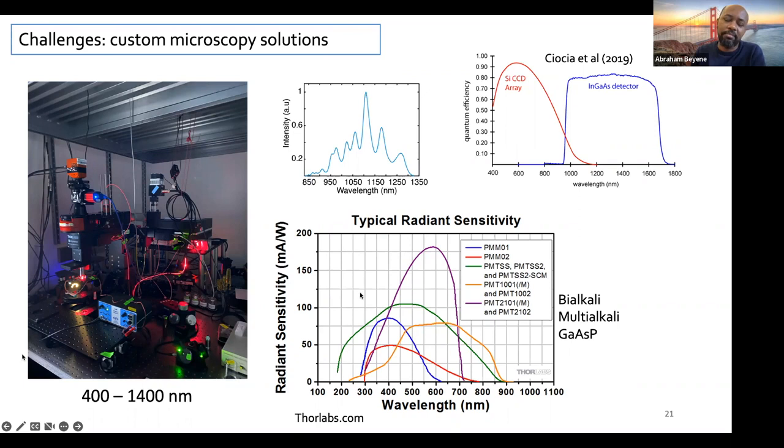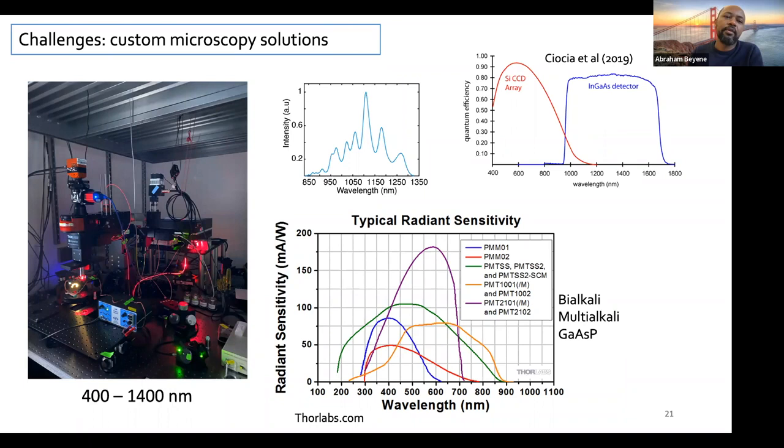Here is an image that I just copy-pasted from Thorlabs, where you have a bunch of PMTs, and you don't have to worry about what these designations mean, but all I want you to take away from this is that in this region of the spectrum that we're interested in, all of these state-of-the-art PMTs that rely on these different photocathode materials, bialkali, multialkali, GaAsP, are insensitive. They're not going to be able to help you image.